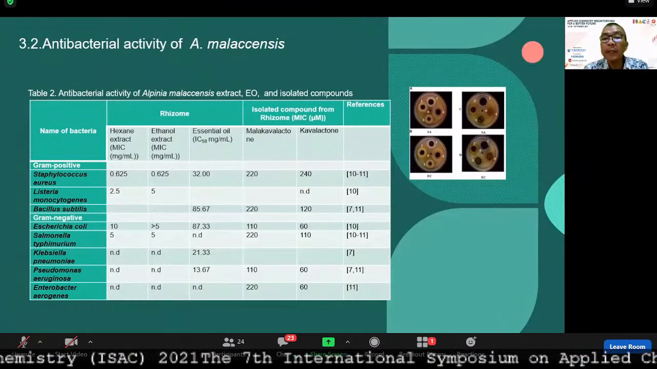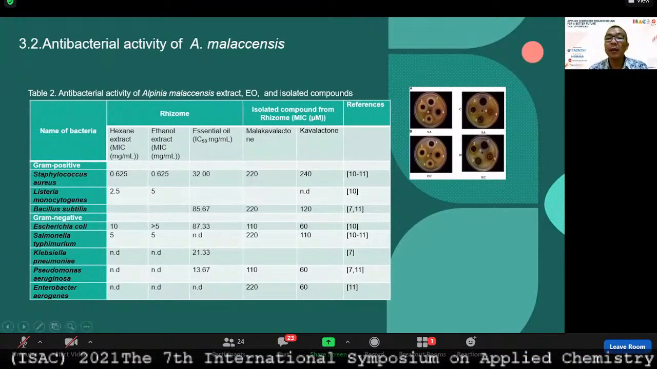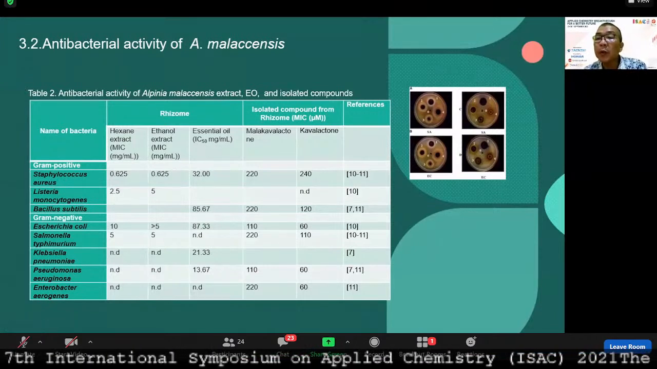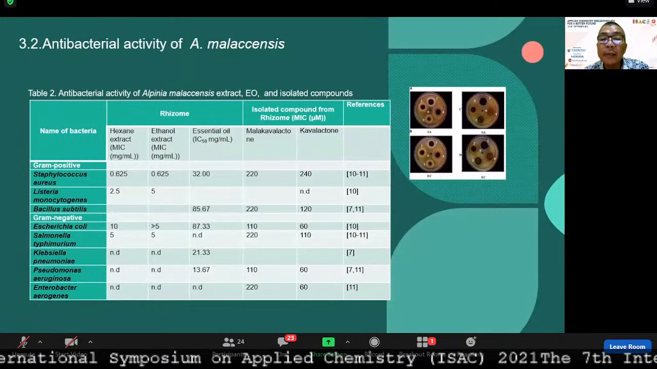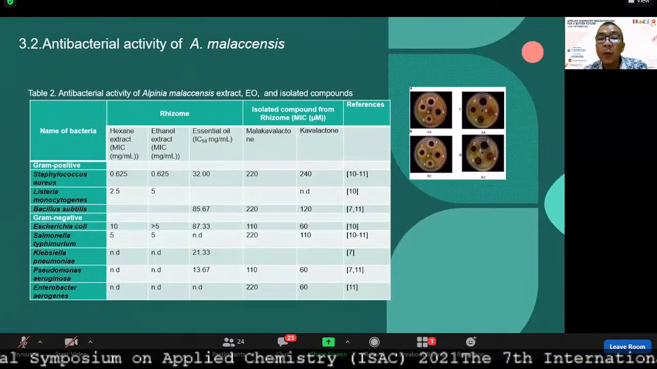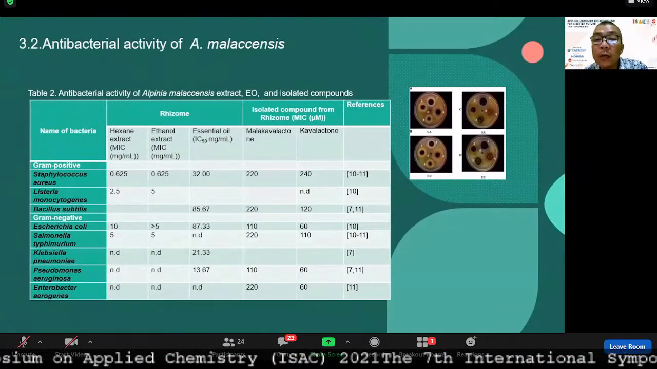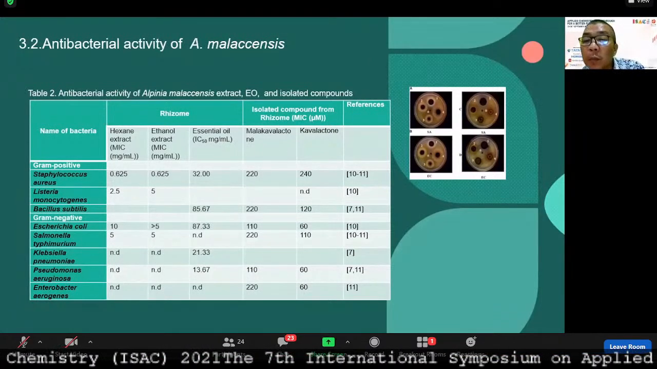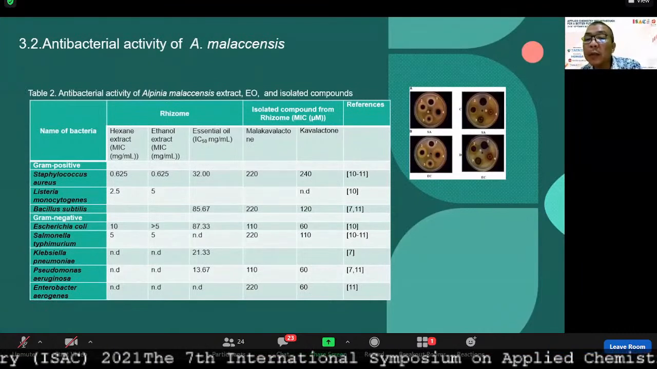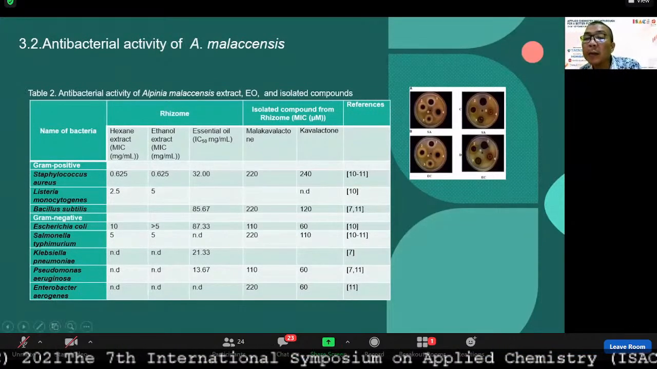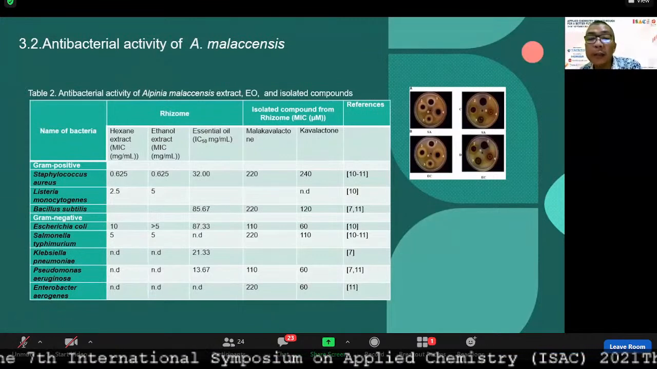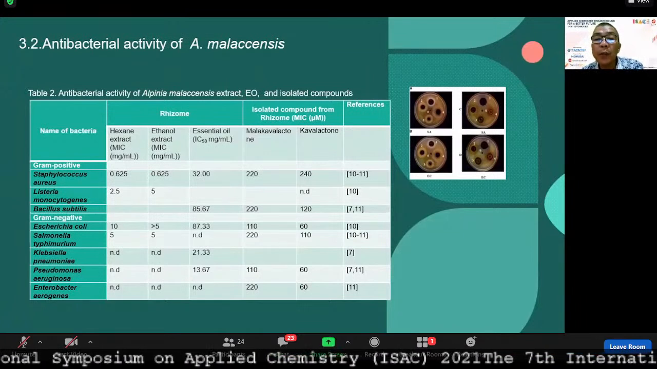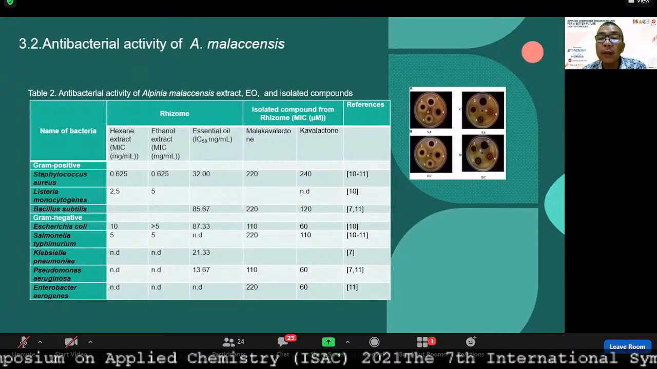Antibacterial activities of A. malaccensis from several studies are illustrated in Table 2. In rhizome extract, hexane extract showed more inhibitory effect on L. monocytogenes than ethanol extract. In contrast, ethanol extract exerted more suppression on E. coli.